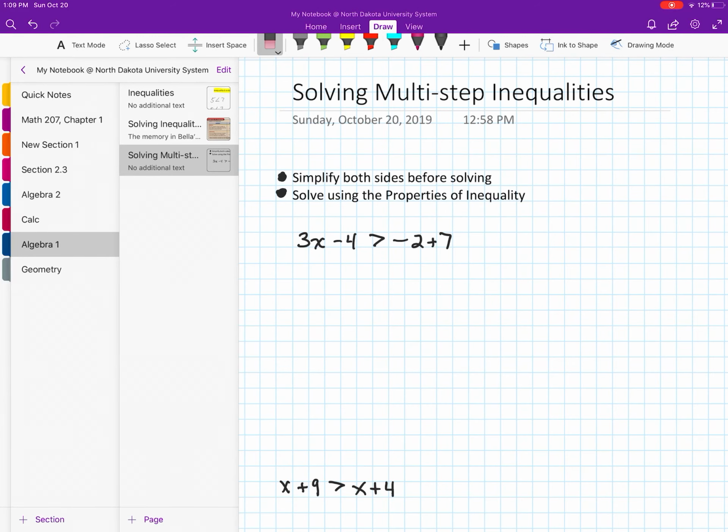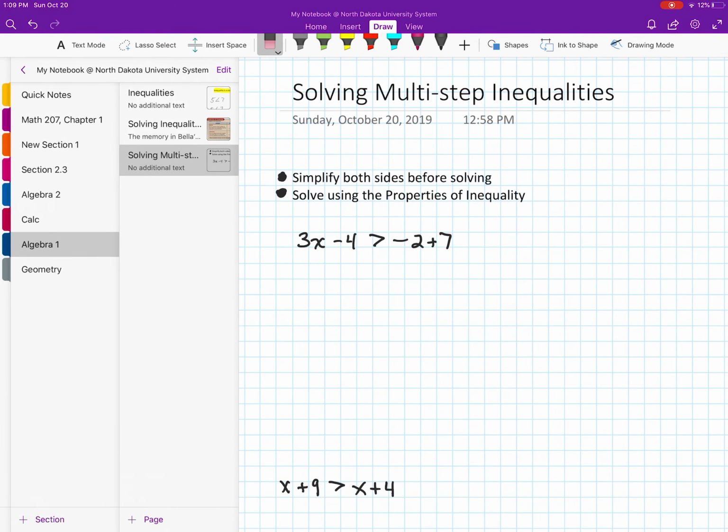Okay, we have, to this point, learned how to graph inequalities. We have learned how to write algebraic inequalities. We have learned how to solve algebraic inequalities, remembering that when we multiply or divide by a negative, we have to flip the sign. Let's turn our attention now to solving multi-step inequalities.